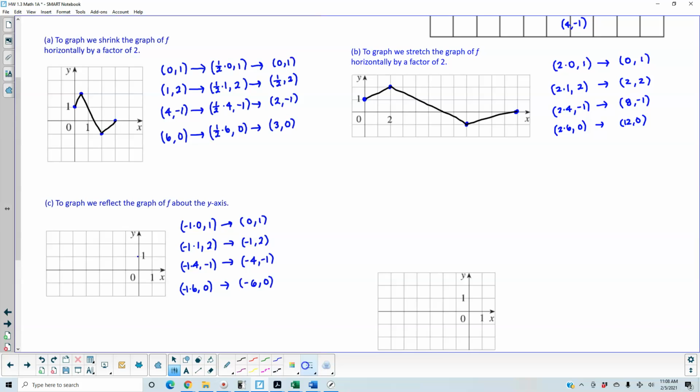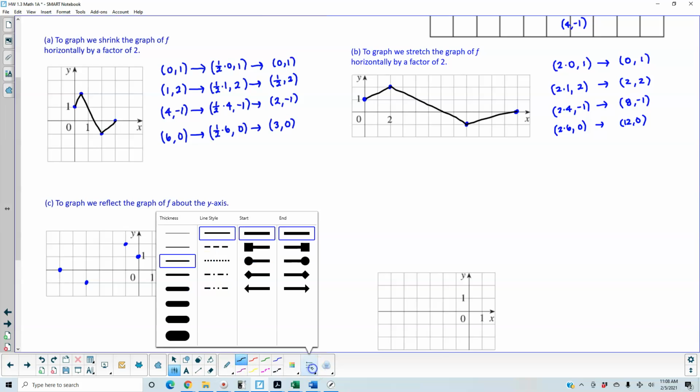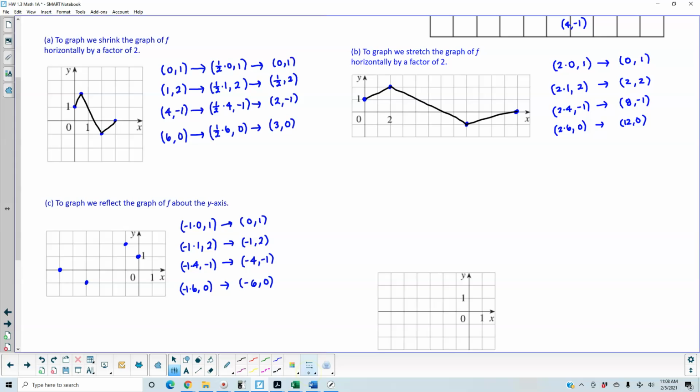So we have (0, 1). We have (-1, 2). And then we have (-4, -1). And then we have (-6, 0). So let's go ahead and draw those segments together, and we can see that the graph is reflected about the y-axis.